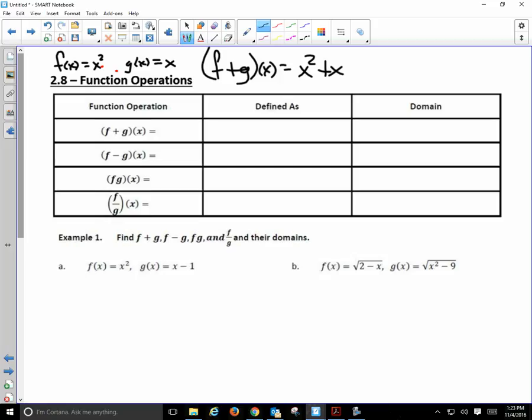Today what we're going to do is talk about function operations and how that impacts their domains. And it gives us some tricky ways to work around some of the domain issues. So in other words, if you want to do f plus g of x, it's simply f of x plus g of x. If you want to do f minus g of x, it's f of x minus g of x. There's nothing really special about it.